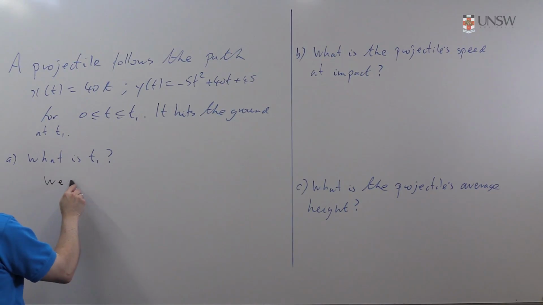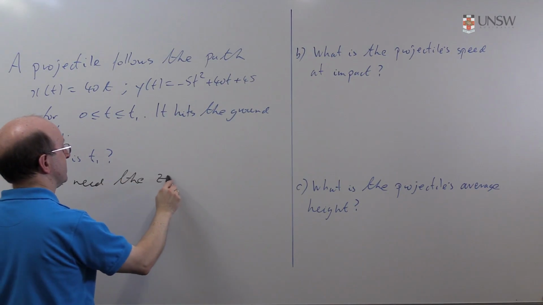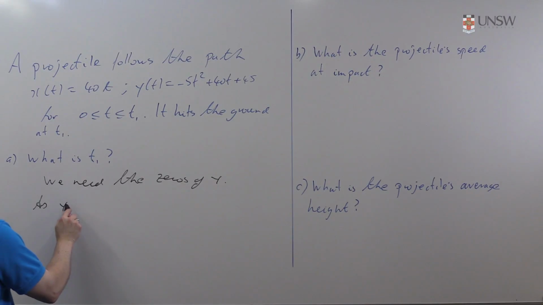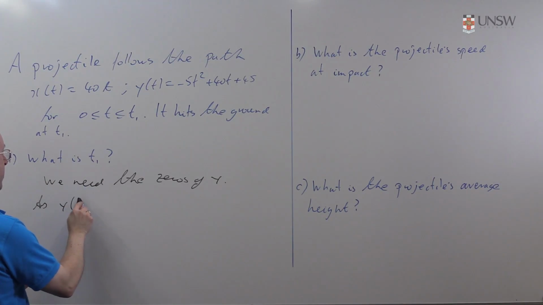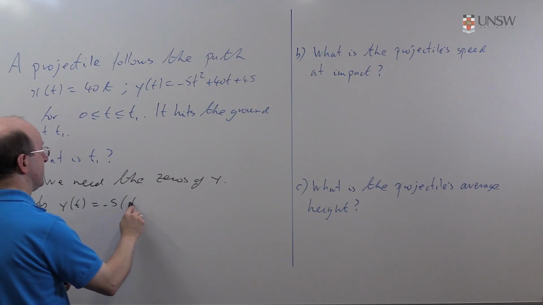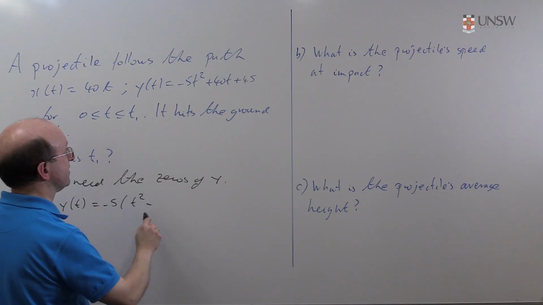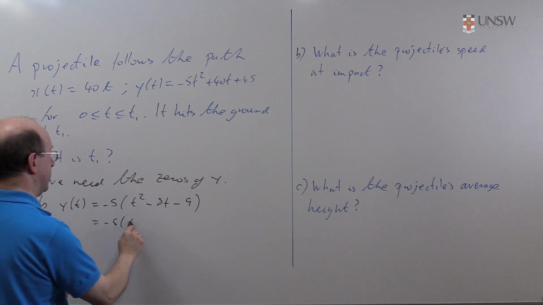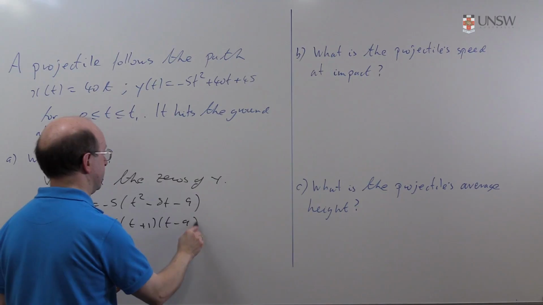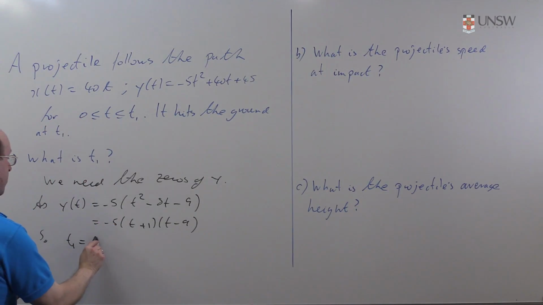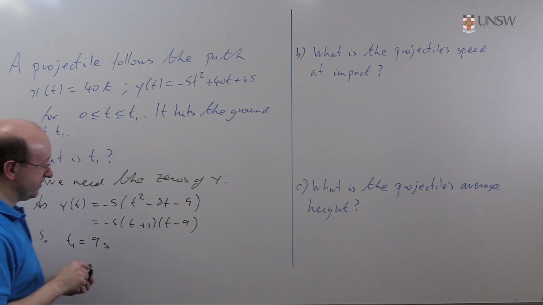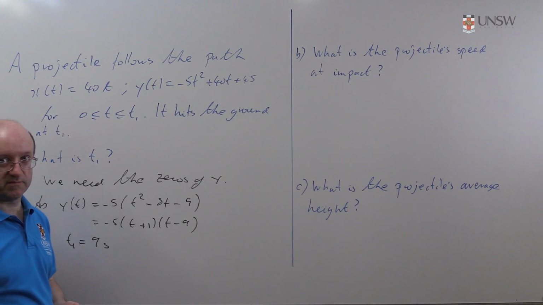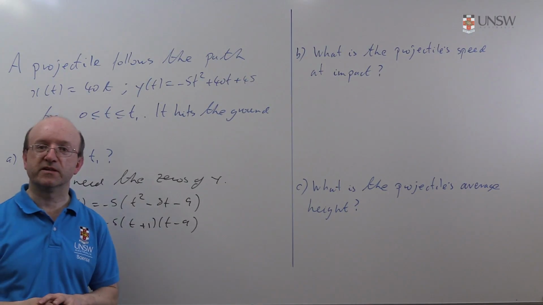So we need the zeros of y. Well, this is just a quadratic, as y of t is, let's take that factor of 5 out, minus 5 into t squared minus 8t minus 9. We can simply factorize that as minus 5 into t plus 1 times t minus 9. So t1 must be 9, because t1 is obviously bigger than 0, so it can't be minus 1, which is the other root. So that's when the particle hits the ground.